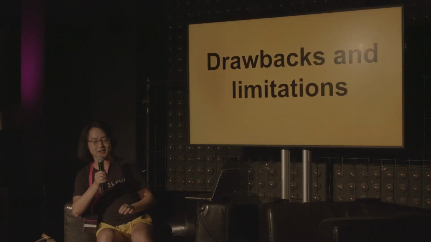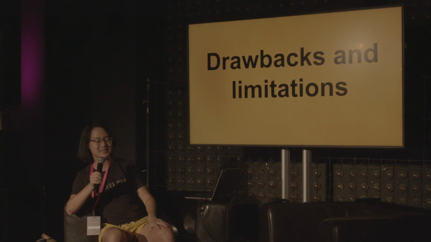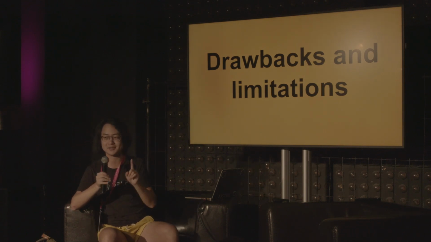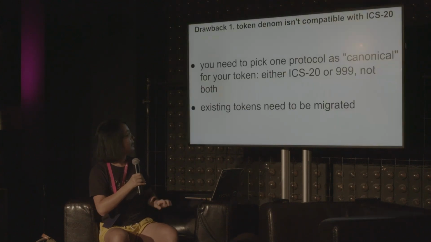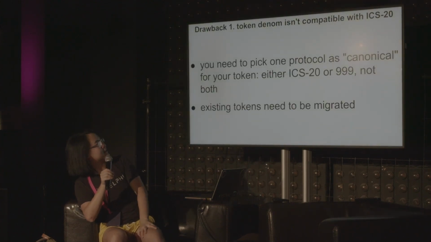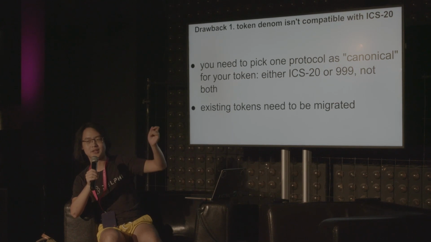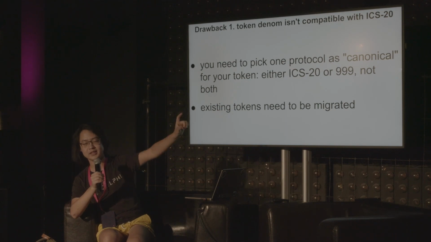So I'm an honest person, so I'm not going to say ICS-999 is all good, no bad. We do have a few drawbacks, so let's discuss each one of them. The first drawback is that the token denom is not compatible with ICS-20 denom. So if you have Stride token, right? You send Stride token to Osmosis via ICS-20, that's going to give you a denom on Osmosis.